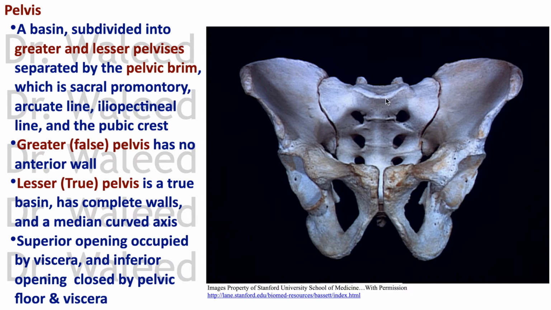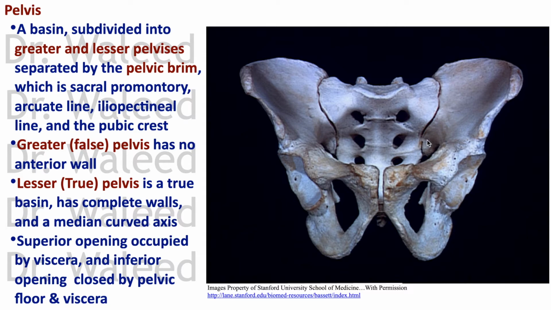It's formed by the sacral promontory, which is the upper border of S1, the sacroiliac joint, the arcuate line, through the iliopectineal line, and then the pubic crest to the other side. This is the pelvic brim, and above it is the great or false pelvis that has no anterior walls, and below it is the lesser or true pelvis that's surrounded by walls all over, and it's the one with clinical importance to obstetricians and gynecologists.